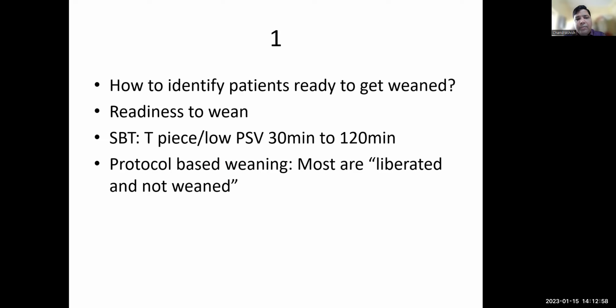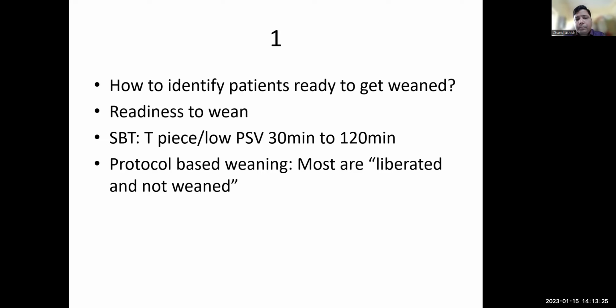Now, the next way of weaning is called a protocol-based weaning. Now, please, we need to remember that most patients are actually kind of liberated from the ventilator and not really weaned off. The word weaning comes from just like weaning babies from breast milk to solid food. It's a slow, gradual process of taking them off from mechanical ventilation.